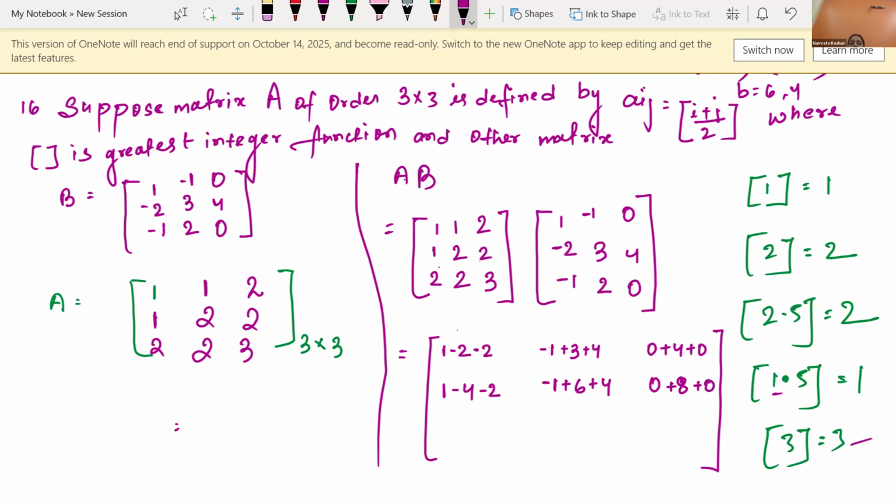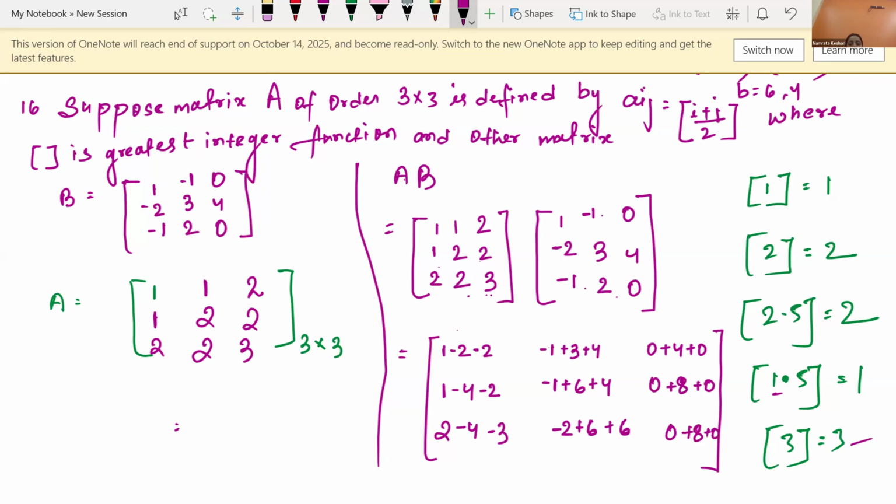Then 2 into 1 it's 2. 2 into minus 2 it's minus 4. And 3 into minus 1 is minus 3. 2 into minus 1 is minus 2. Plus 3 2 times 6. Then 2 into 0 is 0. Then 2 into 4 is 8. And 3 into 0. Is it clear, Miraj?